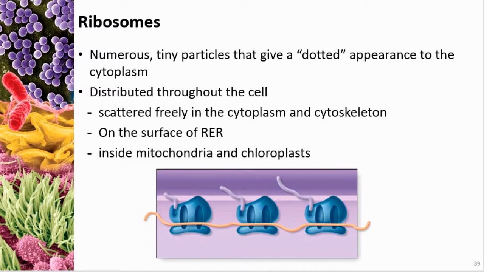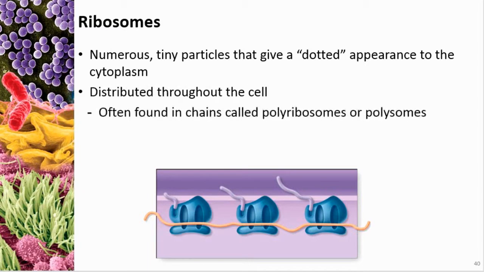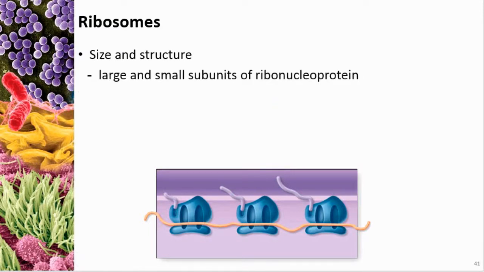They're also inside of mitochondria and chloroplasts because remember, those are sort of their own little organisms inside of the cell, right? So polyribosomes or polysomes were those chains that I had mentioned. They're made of 2 parts, a large subunit and a small subunit of what is called ribonucleoprotein, which is actually RNA, rRNA mixed with protein.